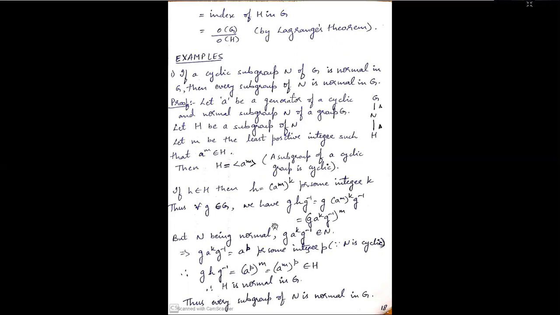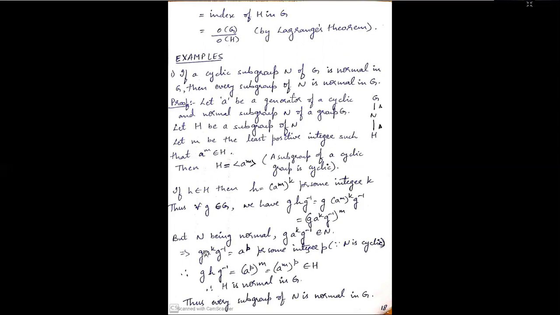Since n is normal and a to the power k is an element of n, here n is a normal subgroup and it is a cyclic subgroup generated by a. So any multiple of a will be an element of n. For that reason, a to the power k also is an element of n, and n is a normal subgroup. So we can say that g a^k g inverse belongs to n.